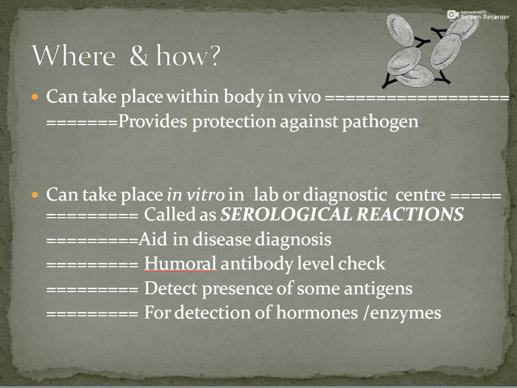Now, what is the purpose of these reactions? They aid in the disease diagnosis, sometimes to find out the humoral antibody level, to detect the presence of some antigens, and also for the detection of hormones or enzymes. So, though we say that antigen antibody reactions happen within a body as a protective mechanism naturally, the same reaction can be used for a diagnostic purpose to find out whether you are infected or not, and also to find out your immunity level.